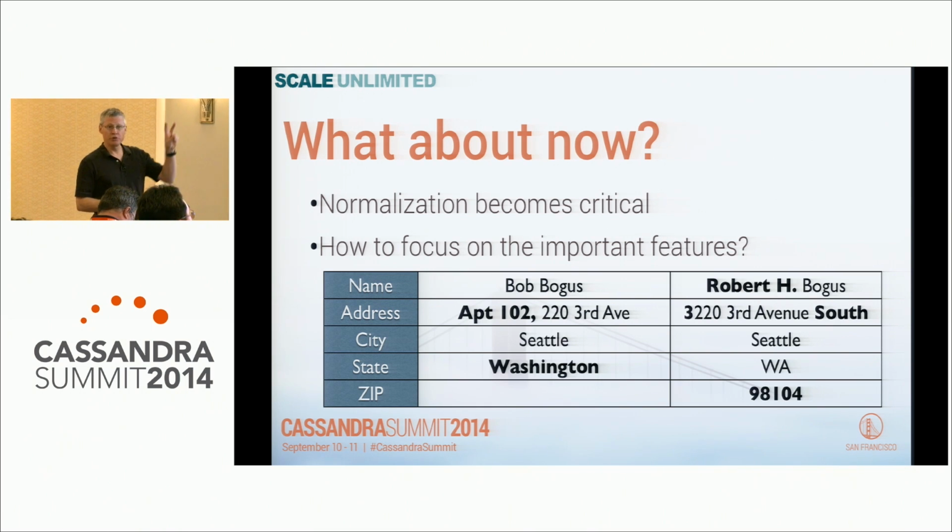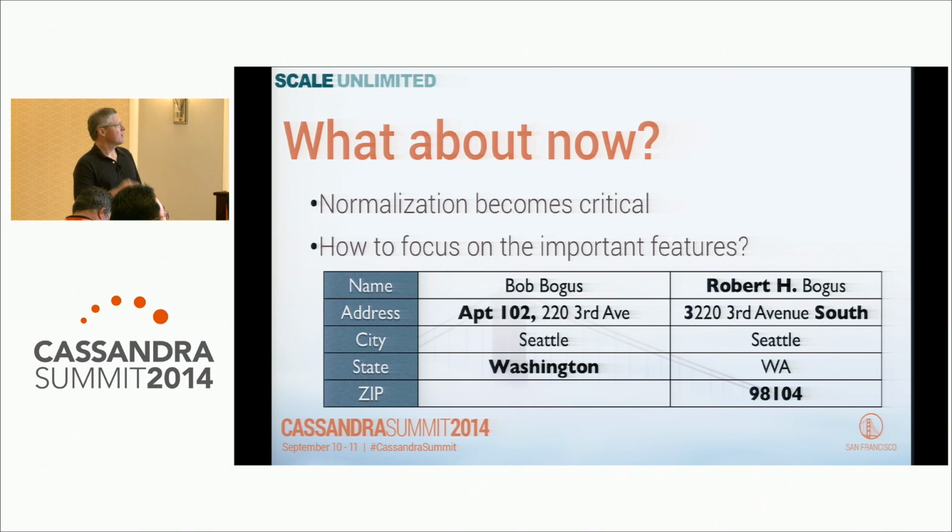So two things then. One is normalization. Being able to know that Washington and WA are the same thing, they're different strings to a computer. Knowing that they're the same thing, that's an issue of normalization. Similarly with Bob versus Robert, you could treat that as a normalization problem. And the second thing is how do you know what features to focus on? What's important when it's the same or when it's different?